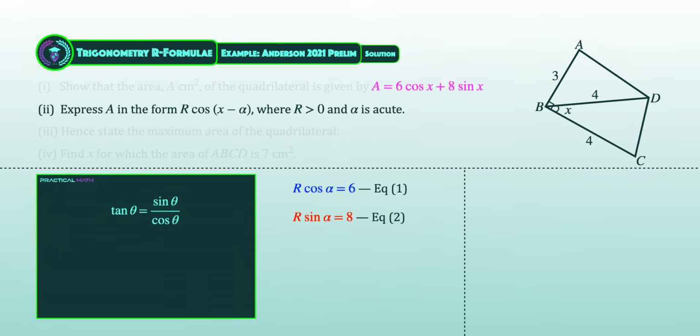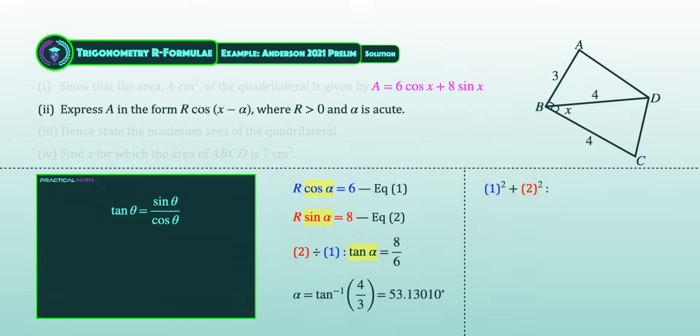Knowing that tangent theta is equivalent to sine theta divided by cosine theta, we will now take the second equation and divide it by the first equation, giving us tangent alpha to be 8 over 6. Solving for alpha will give us 53.13.